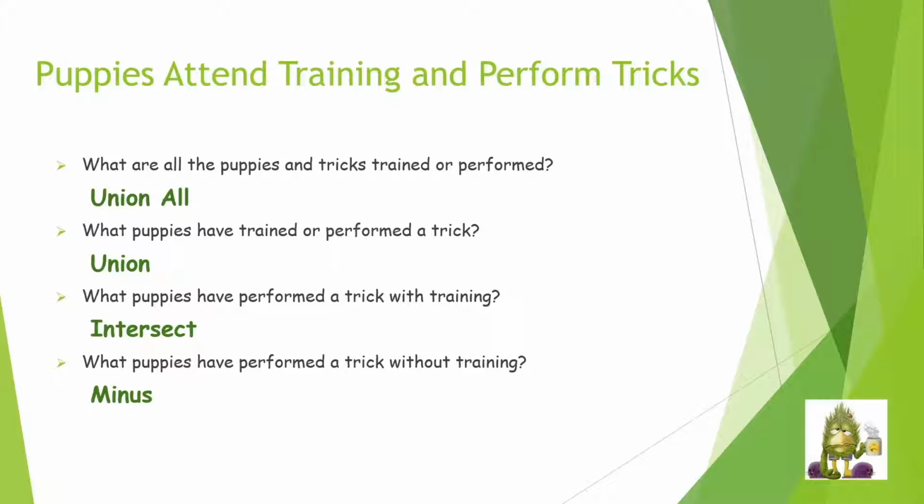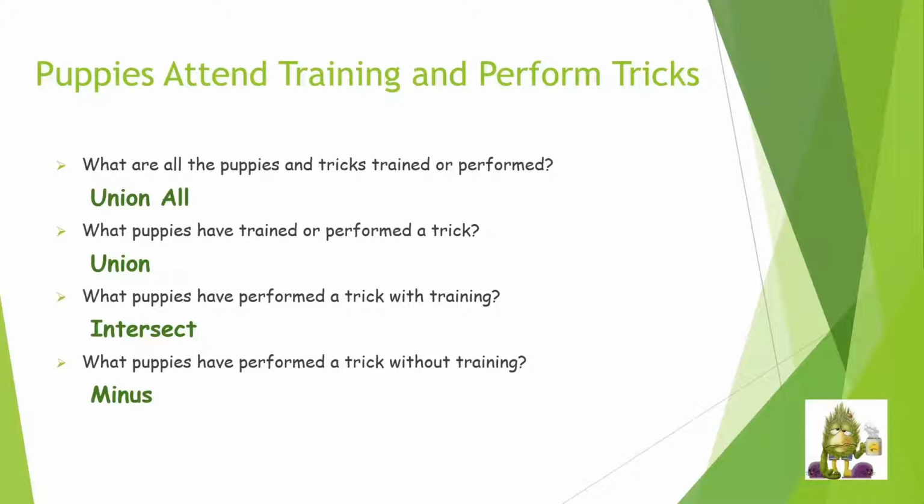The second thing you might want to look at is what puppies have trained or performed a trick, regardless of whether they are trained and performed or just trained or just had a performance. So what you're looking at here is to get a unique set of records that has the puppies and their tricks. That was done with a union. Keep in mind that the union operation returns a unique set of records.